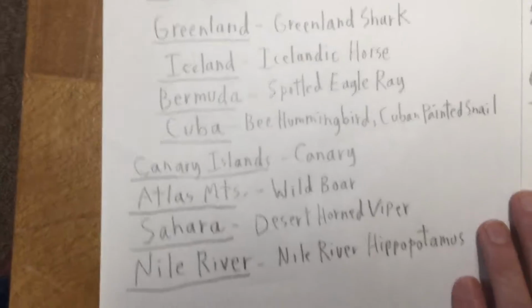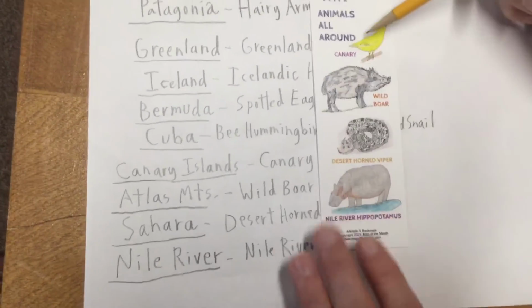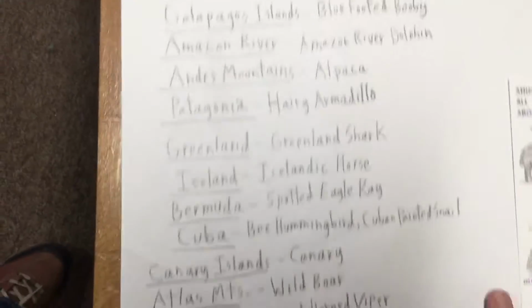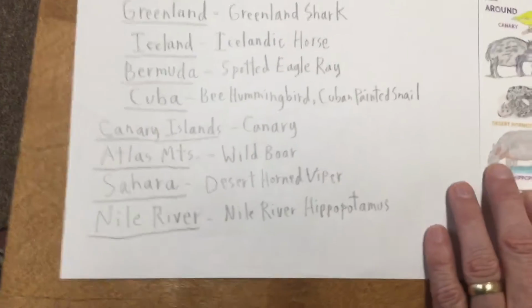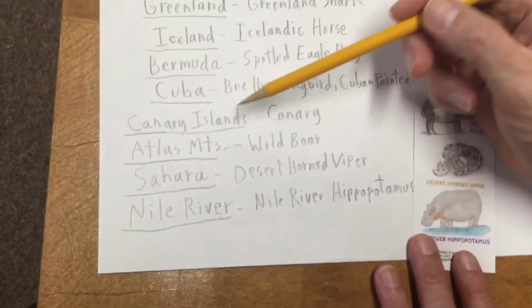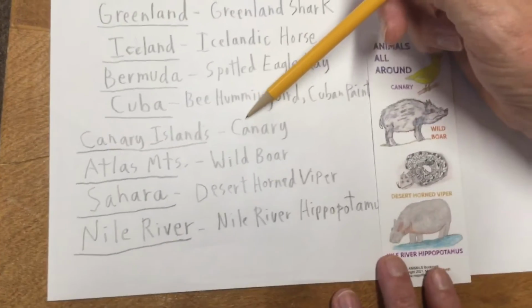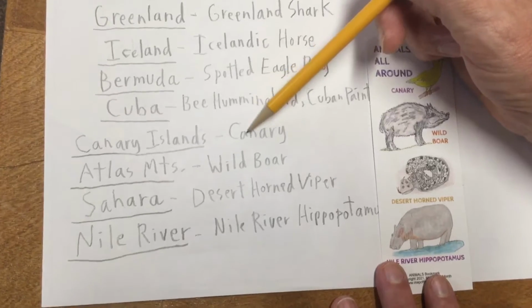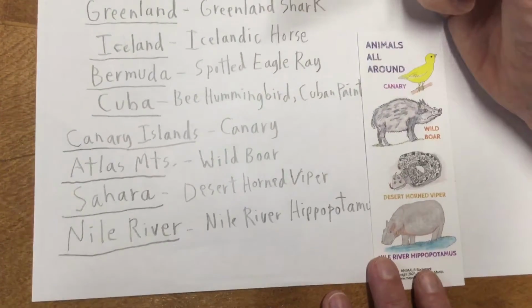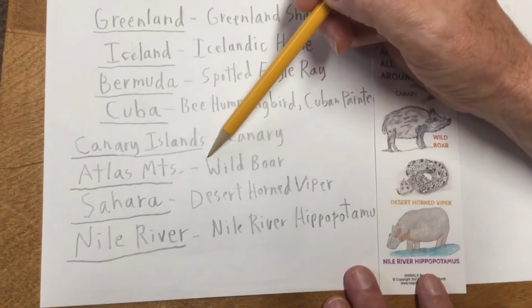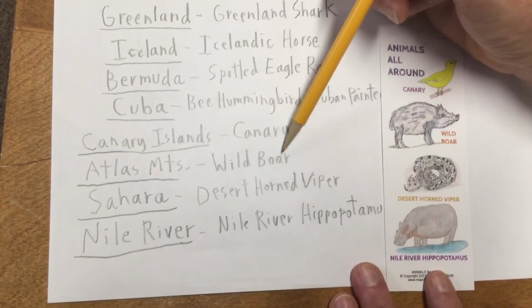This is a nice representation of our mountains, islands, rivers, and deserts. In the last video, all of our areas were islands, but in this video, we're going to be highlighting one of each. We're going to have the Canary Islands, and we're going to highlight the animal, which is the canary. Then we're going to have the Atlas Mountains, and the animal we've chosen to highlight is the wild boar.